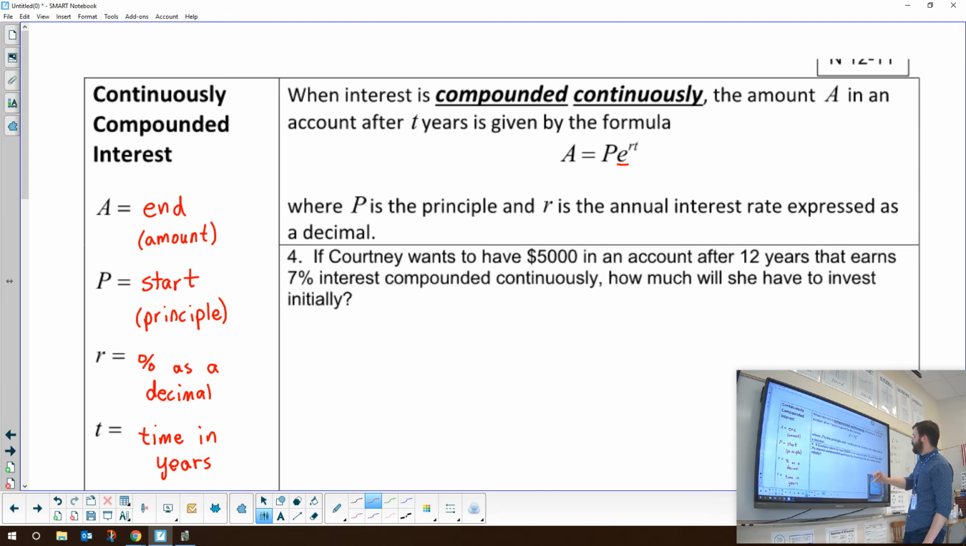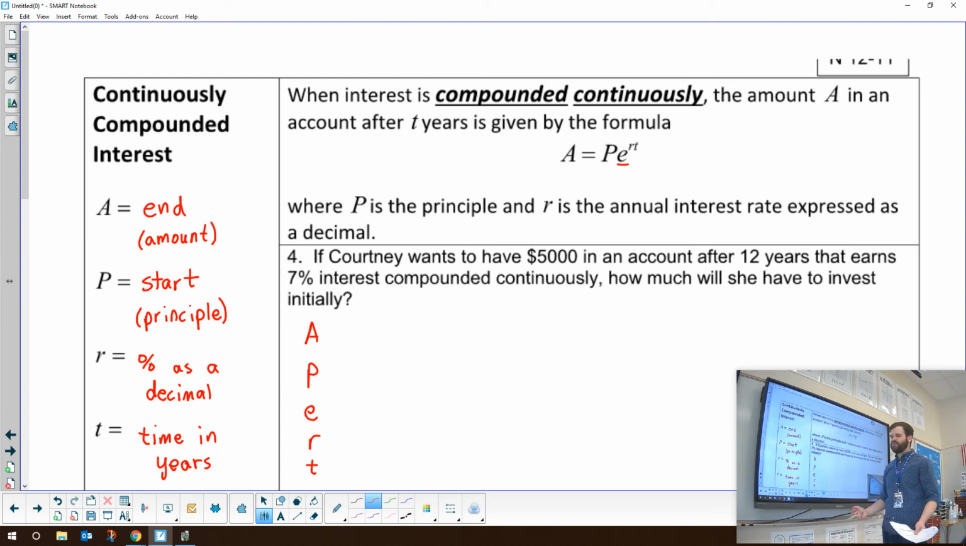Remember, E is just a number like pi and it works in a similar way. P is the principal, R is the annual rate, and A is the amount that we are looking for. Remember, A is our end amount, P is our principal, rate is our percent as a decimal, and time is our time in years. So we're once again going to write this out: A = P E^(RT). A pert, like the shampoo that nobody uses anymore.